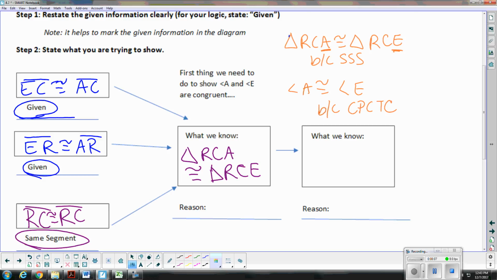All right, so how did we come to that conclusion that those two triangles were congruent? We used the shortcut side, side, side. They had three pairs of congruent sides, therefore they are congruent. So that's a proven shortcut for congruent triangles. And then the last thing we know, after we showed that those two triangles are congruent, is that angle A is congruent to angle E. And we know this because corresponding parts of congruent triangles are congruent.